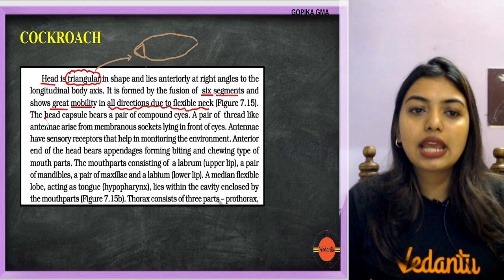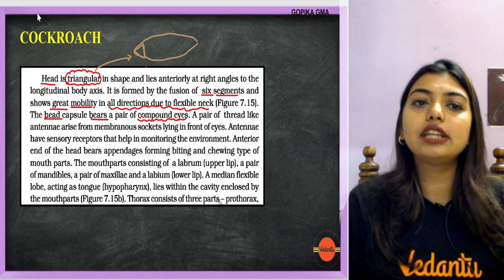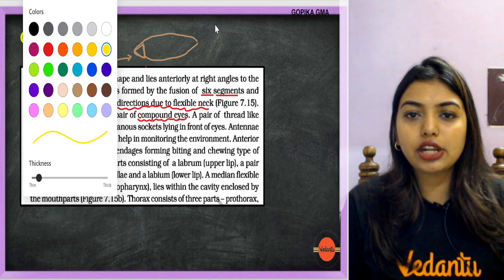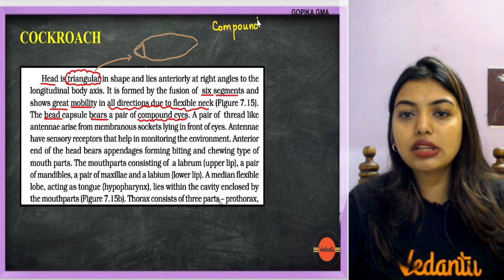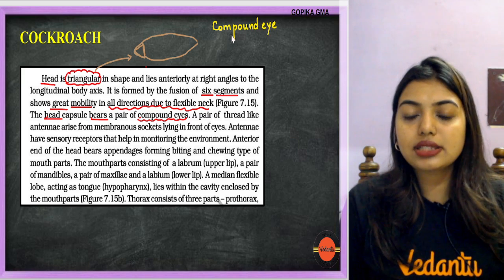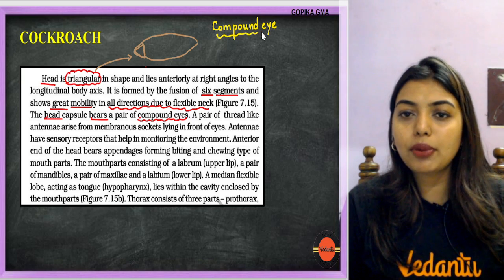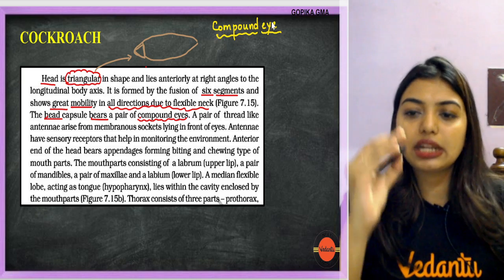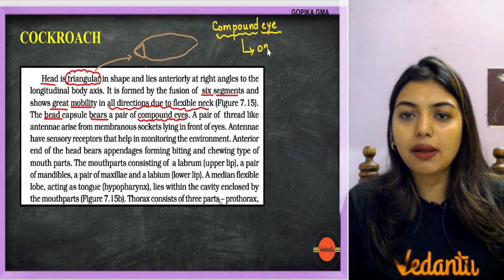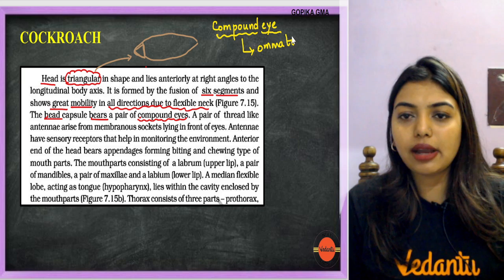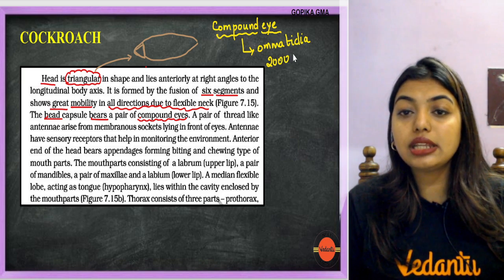Now the head capsule bears a pair of compound eyes. Now compound eyes means, see, in the frog we learned simple eyes. Compound eyes, as the term itself suggests, are a little compound. We'll talk more about compound eyes when we learn about the sensory organs, but let me give you a gist of it. Students, compound eyes are made up of ommatidia. How many ommatidia, ma'am? Around 2000 in each eye.